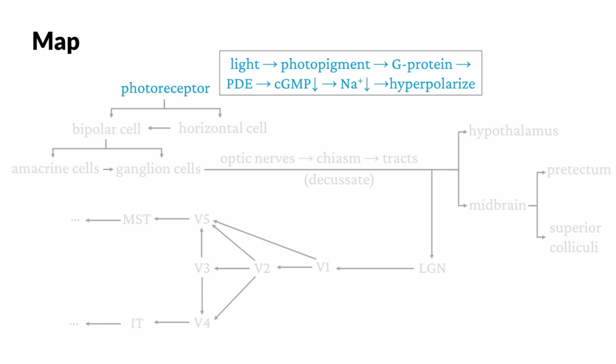This is a summary of what we've reached today. We have seen the process of light transduction in photoreceptors. That is the first step in vision perception.